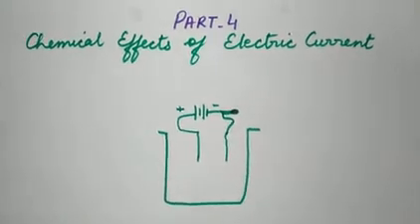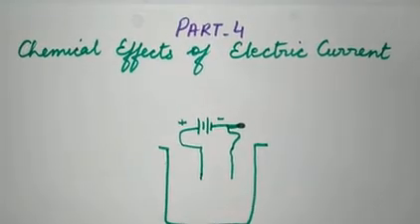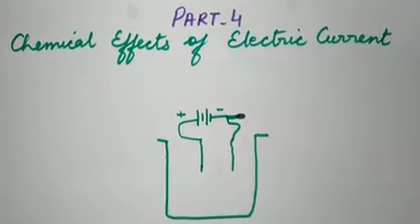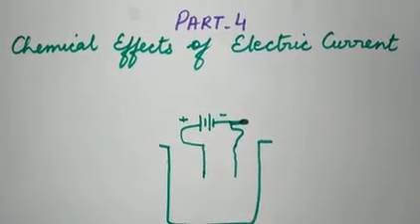Part 4 of chemical effects of electric current. In this we'll do the activity to find out whether a liquid is a conductor or an insulator.